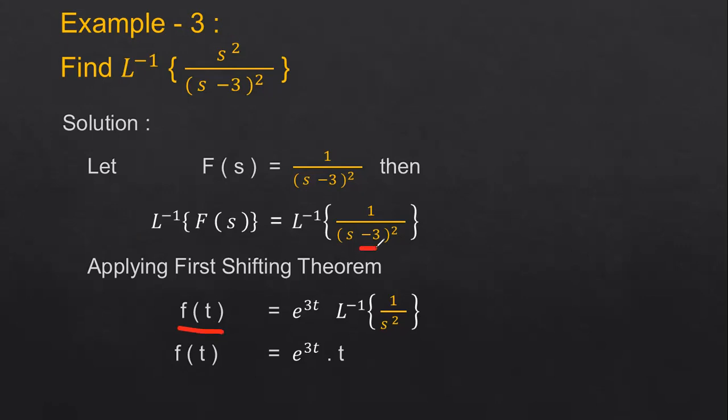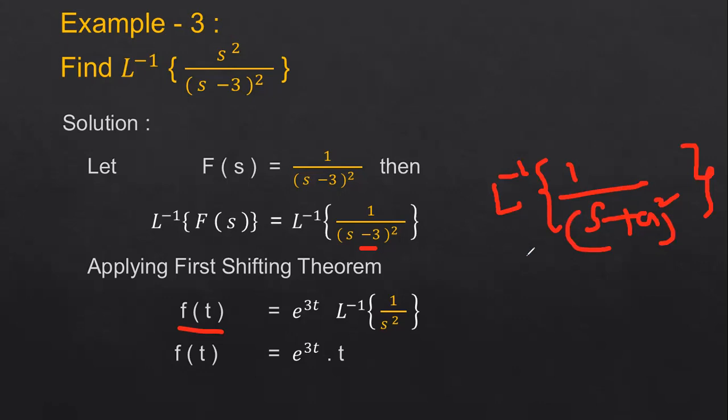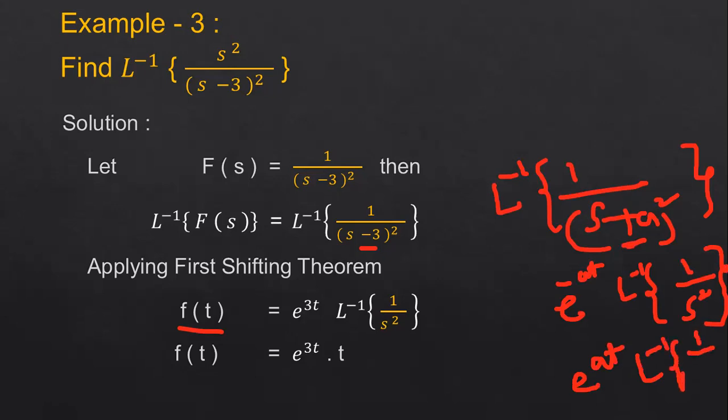We'll apply the inverse Laplace transform by using the first shifting theorem. So it is shifted by minus 3 times, that is represented as e power 3t. Previously it is plus 2 times, which is the Laplace inverse of 1 by s plus a whole square, that is e power minus at into the Laplace inverse of 1 by s square. If you have the minus here, then it can be represented as e power at into the Laplace inverse of 1 by s square. So this is the equation: e power 3t into the Laplace inverse of 1 by s square.